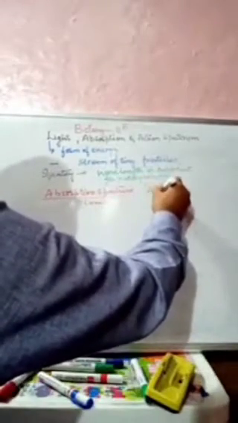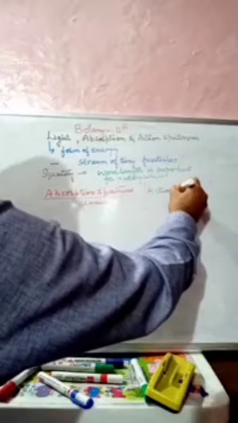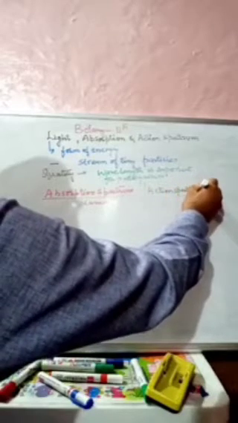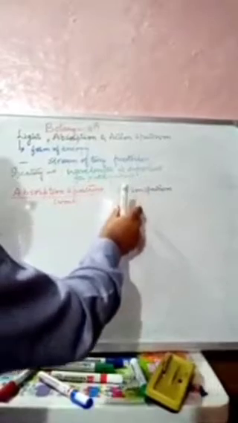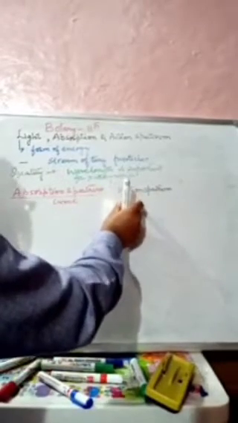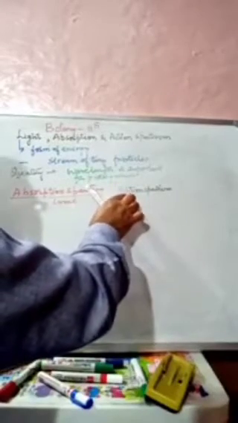Then we have one more term, called the action spectrum. We have different colors of light, and for which color the action of the pigment is maximum, there we get a graph. That graph is called the action spectrum. So let us draw the graph.